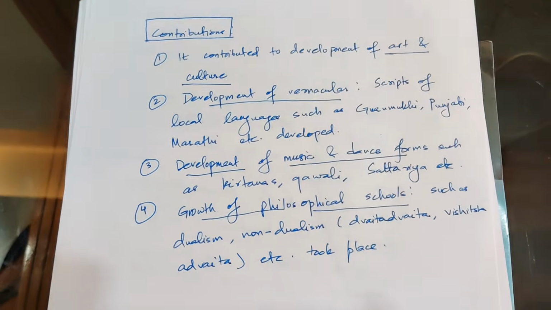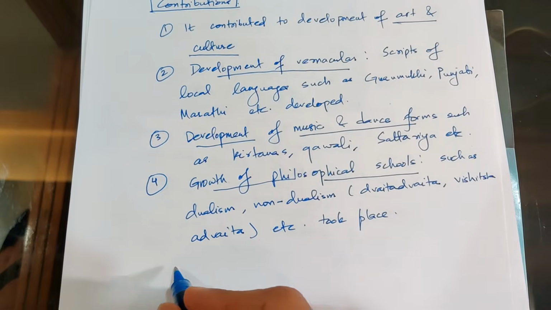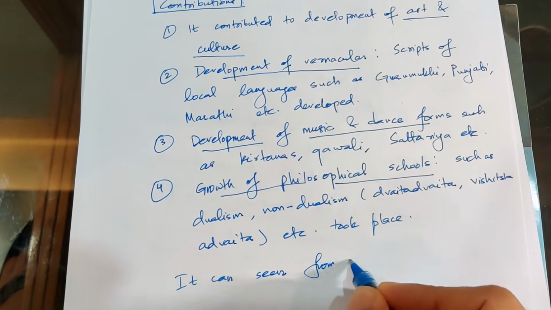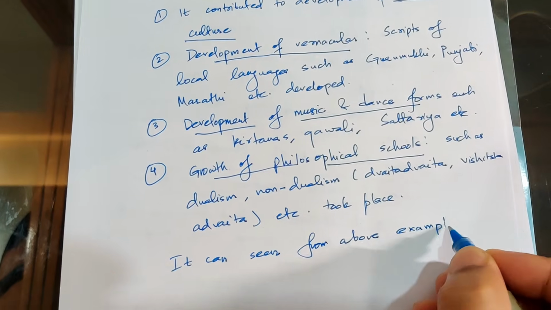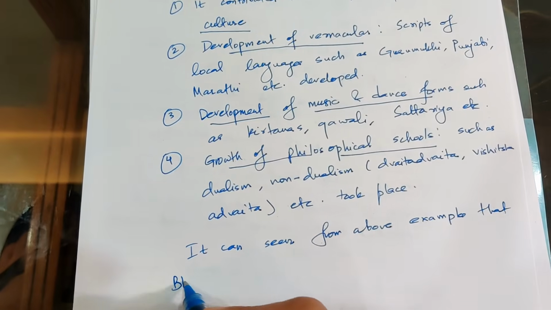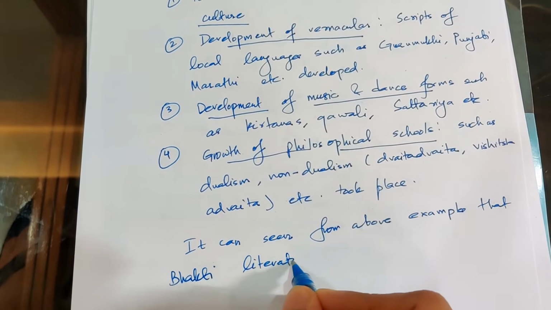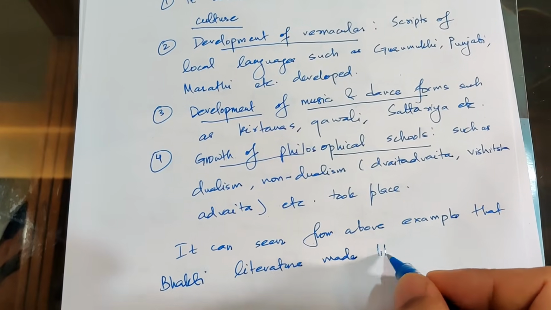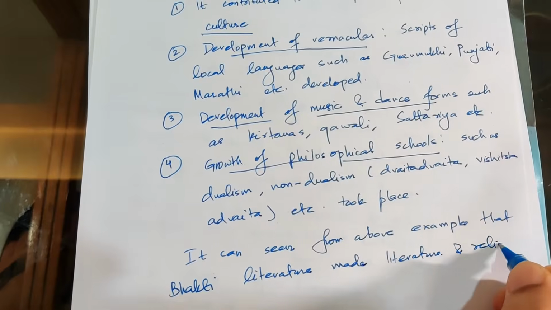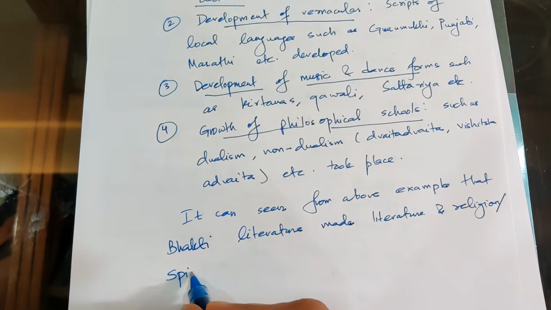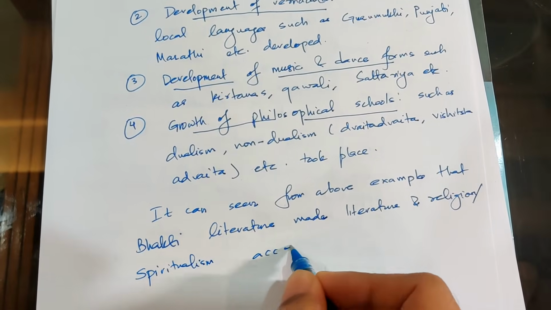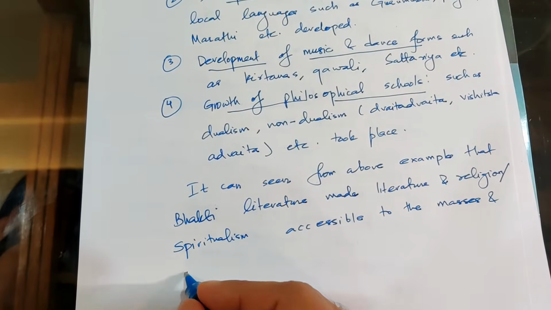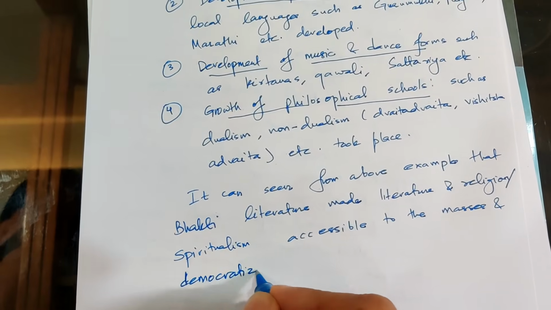Alright. So contributions also we have written main contributions that we know from what we have studied. Now this is the conclusion. Very short conclusion derived from the above points. So it can be seen from above examples that Bhakti literature made literature and religion, spiritualism accessible to the masses and democratized its reach.